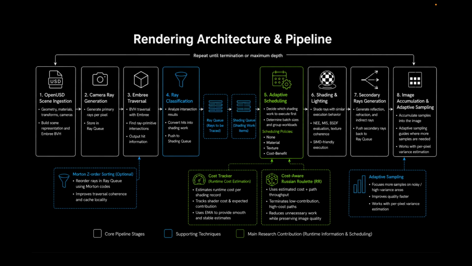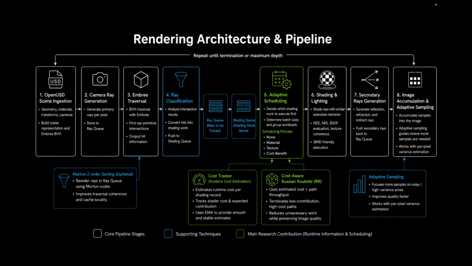The ordered shading work is then processed through BSDF evaluation and lighting, including next event estimation and multiple importance sampling. Secondary rays are then generated from this process and returned to the ray queue. Finally, the samples are accumulated into the image, while adaptive sampling determines where additional samples are needed. This process repeats until the paths terminate or reach the maximum depth.